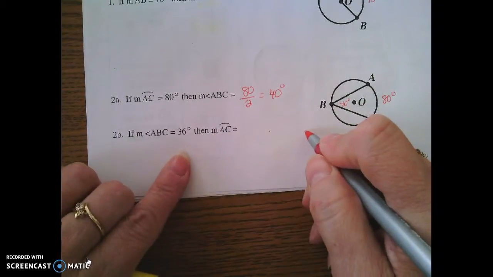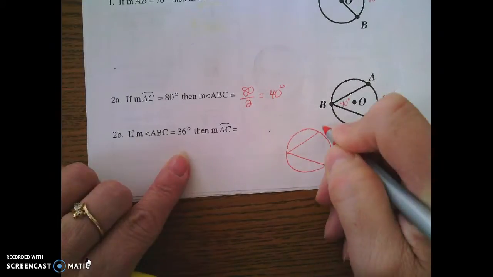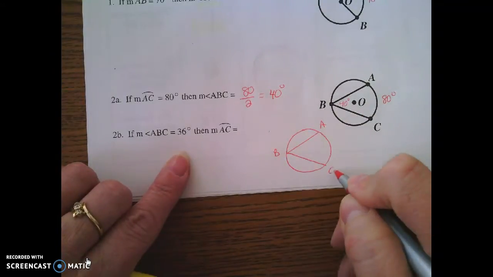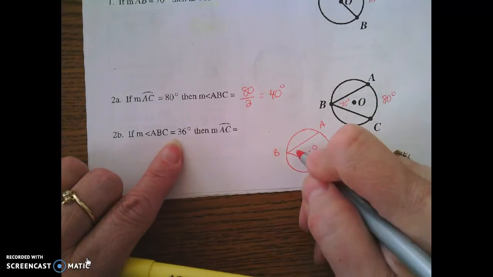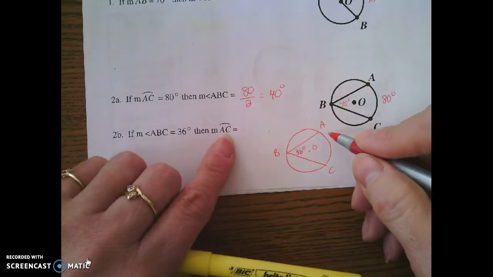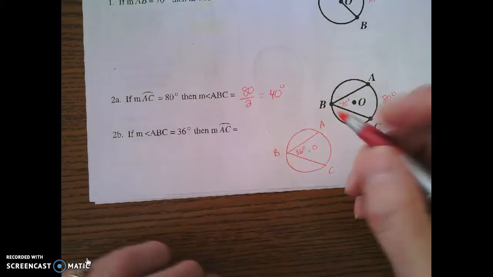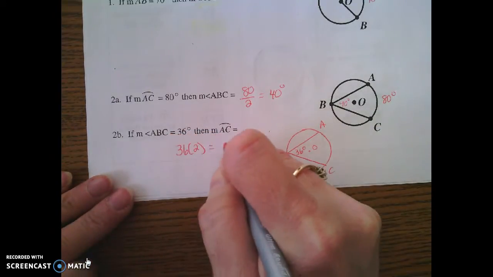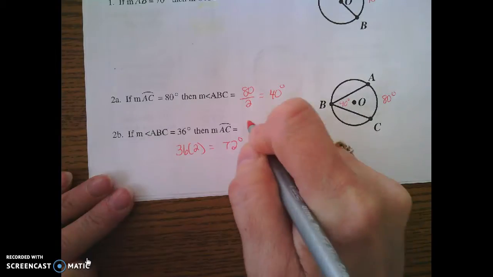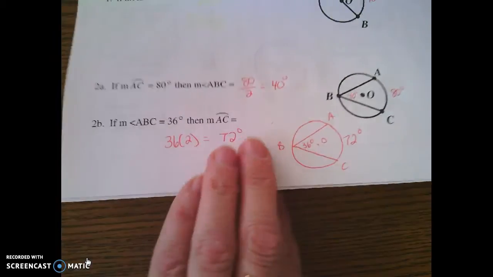Problem 2B, we're going to use the same picture. I'm going to just redraw it real quick because I just drew all over and labeled the one, and now I'm going to have some different values. So the measure of angle ABC is now 36 degrees. We have to find the measure of arc AC. Inscribed angle, it's going to zoom out. It's going to be twice the measure of the angle. So that gives us 72 degrees. Okay? Easy. All right, next thing.